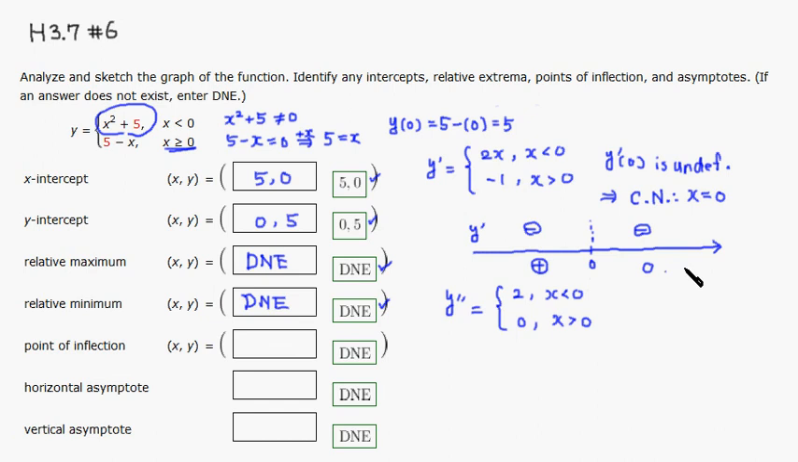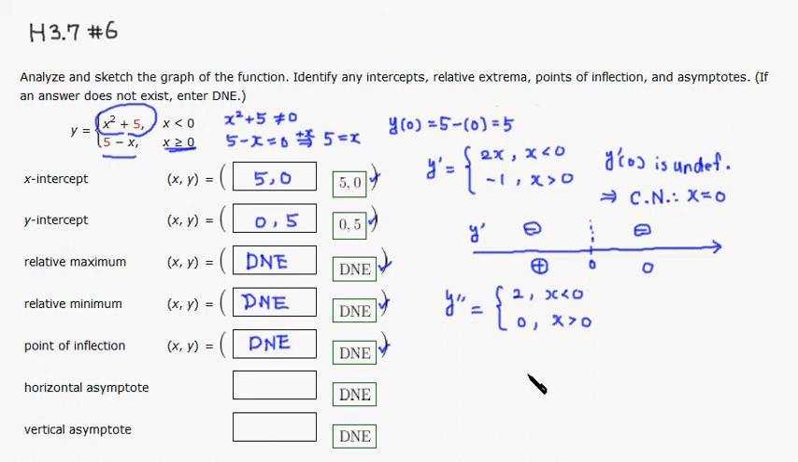Which means that you have a straight line there, and you can see that this is a straight line. So you can see that a concavity change doesn't occur. Therefore, we know that there's no inflection point. So it does not exist. It's not very interesting there, right?